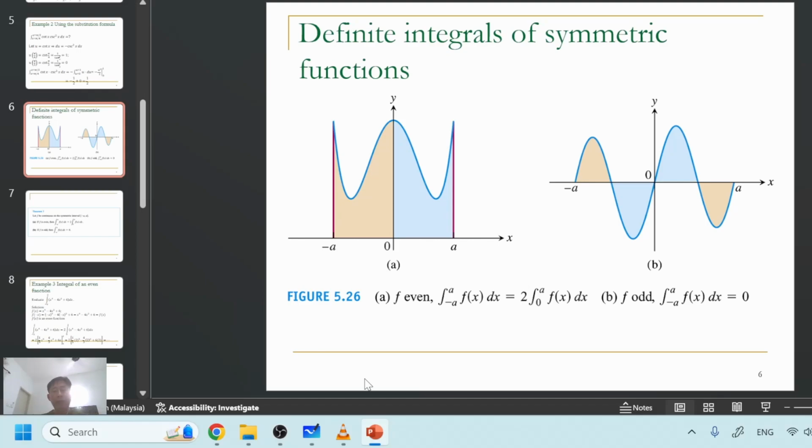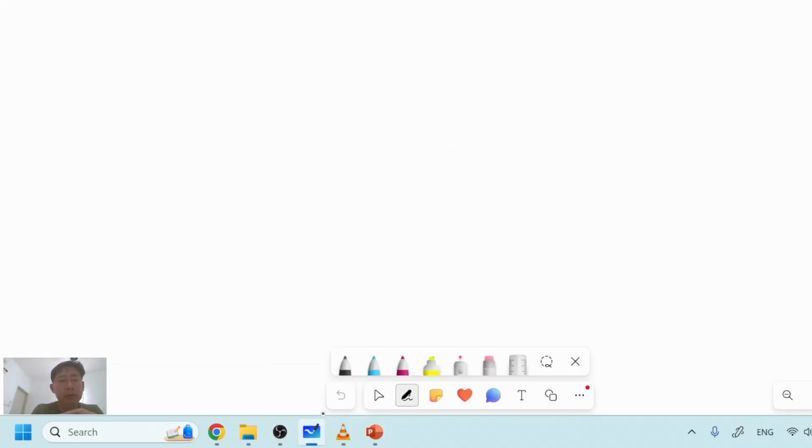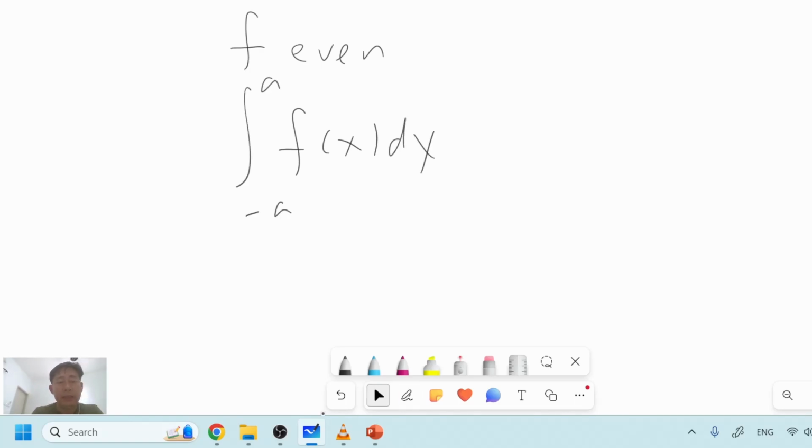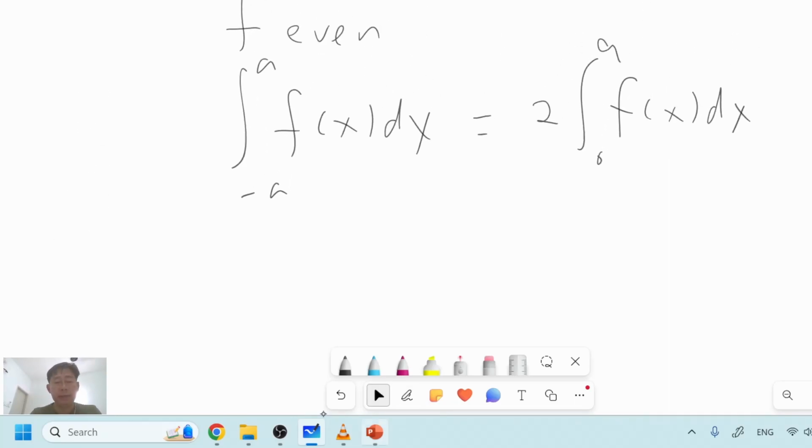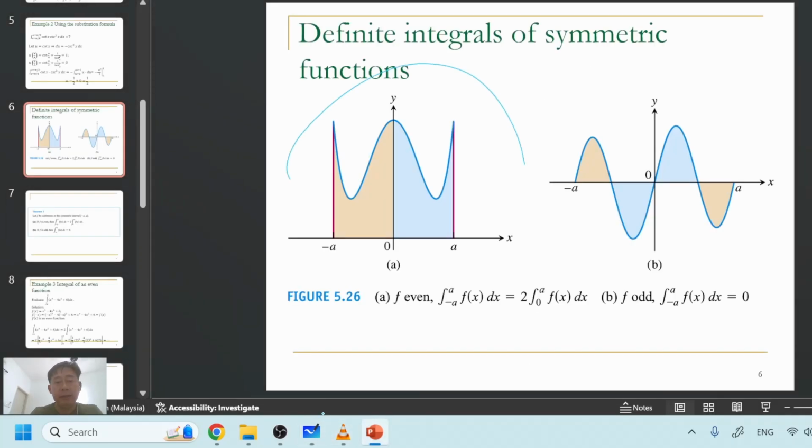In this video, we are going to discuss the definite integrations of an even function and an odd function. Imagine that you have a function that is even and you are asked to integrate the even function from minus a to a. Then the integration would be simply equal to 2 times the integration of the function from 0 to a. If you represent this in the form of a graph, this is what you get.